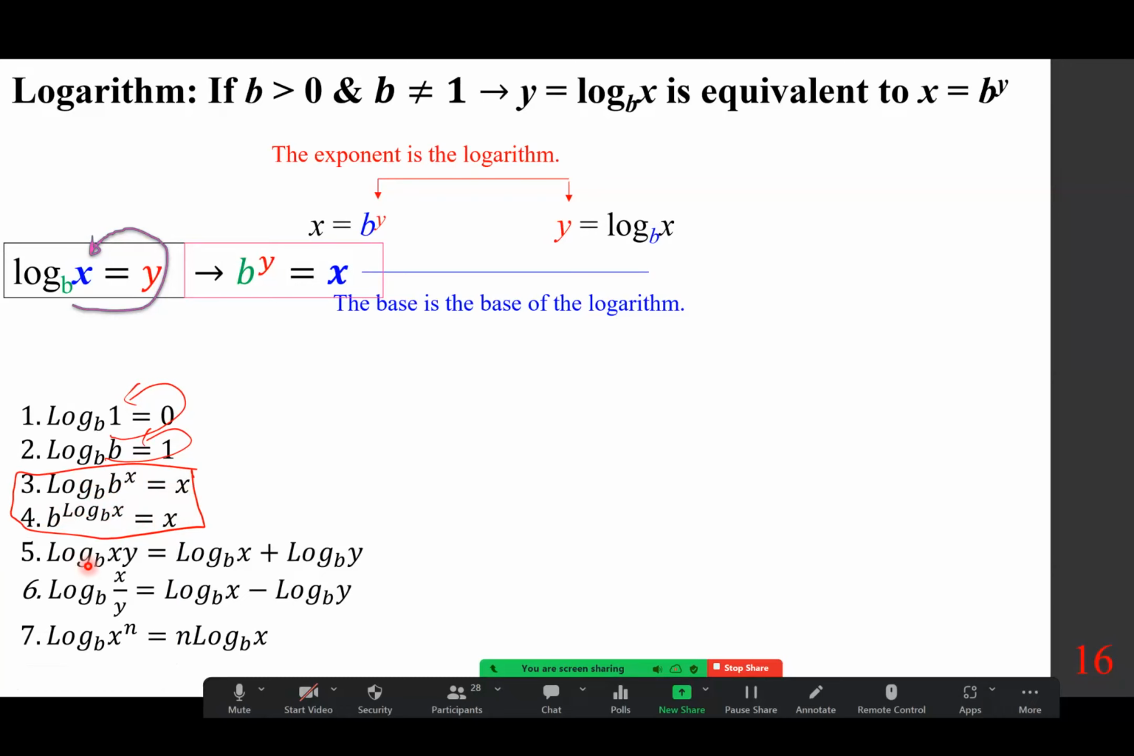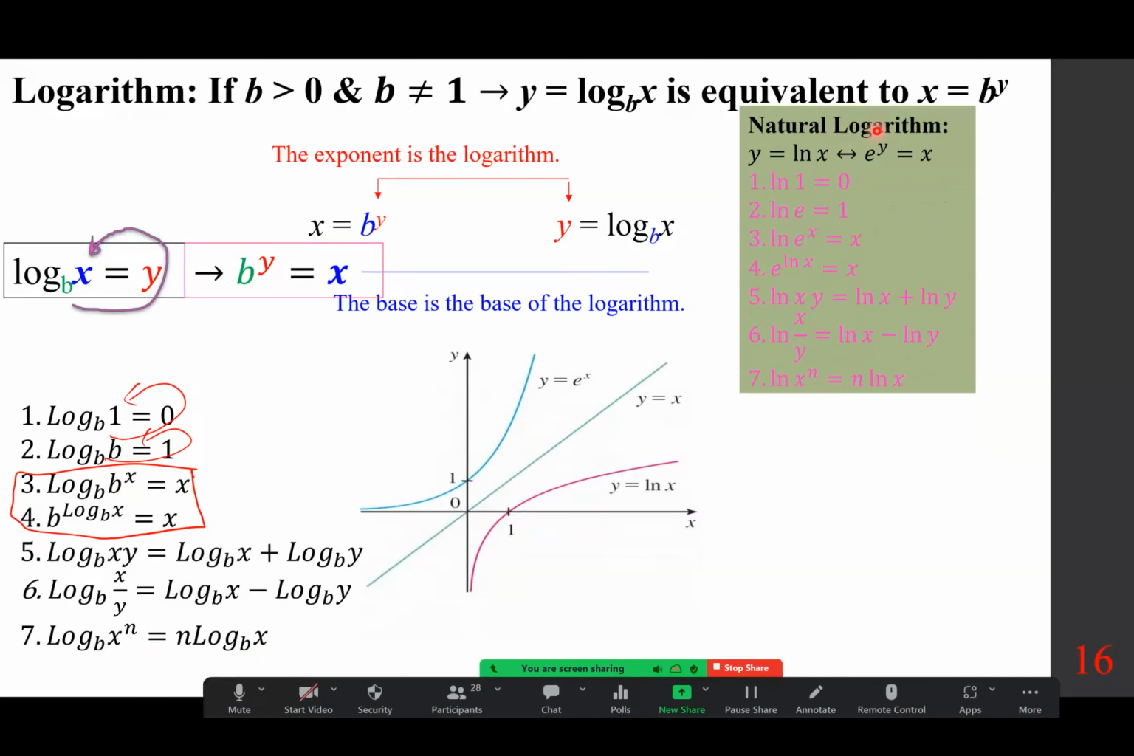And this is the product rule. Log of xy is log x plus log y, as long as they have the same base, namely b. Log of x over y is log x minus log y, as long as they have the same base. Log of x to the power of n is n log x, as long as they have the same base. Now, this is the general format.